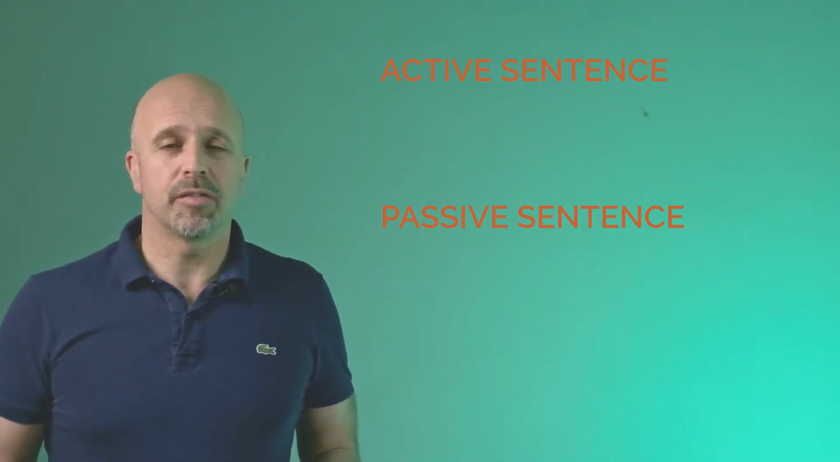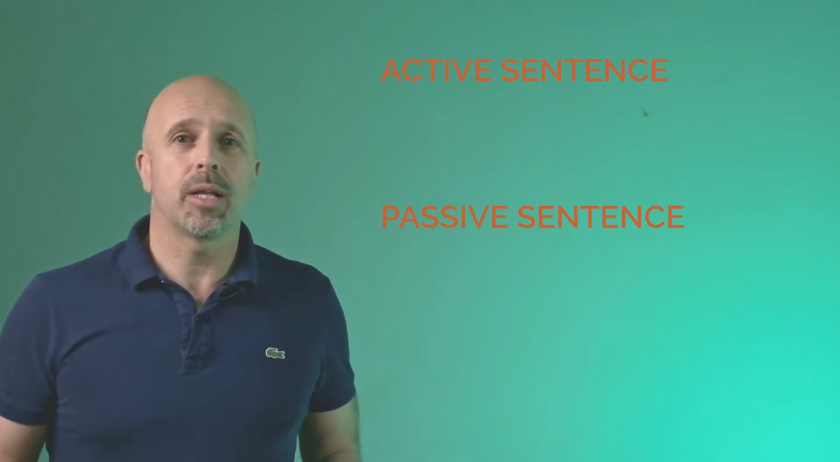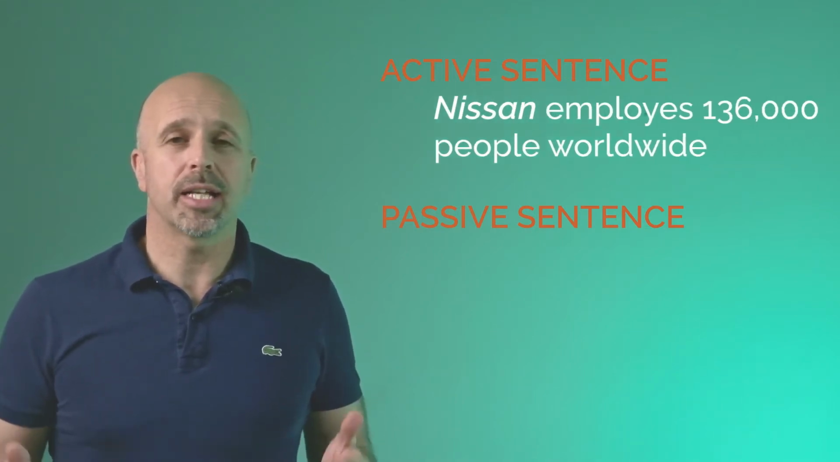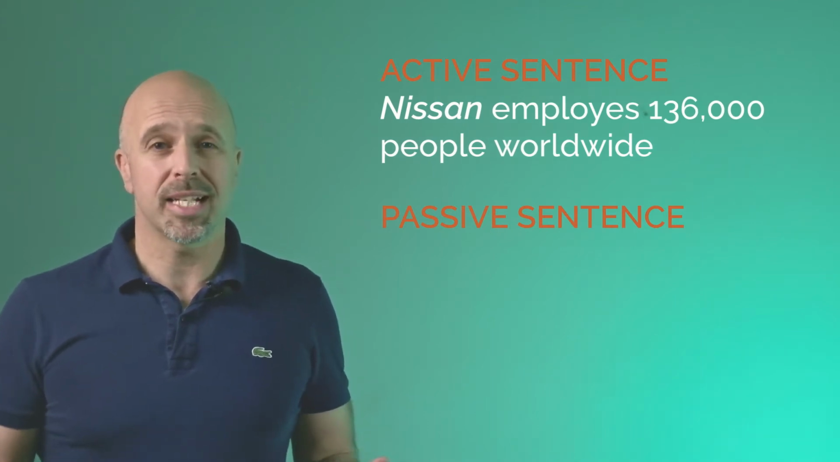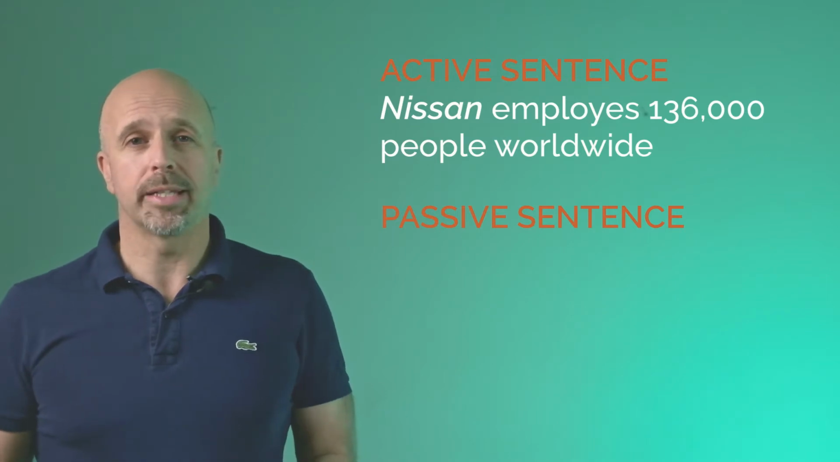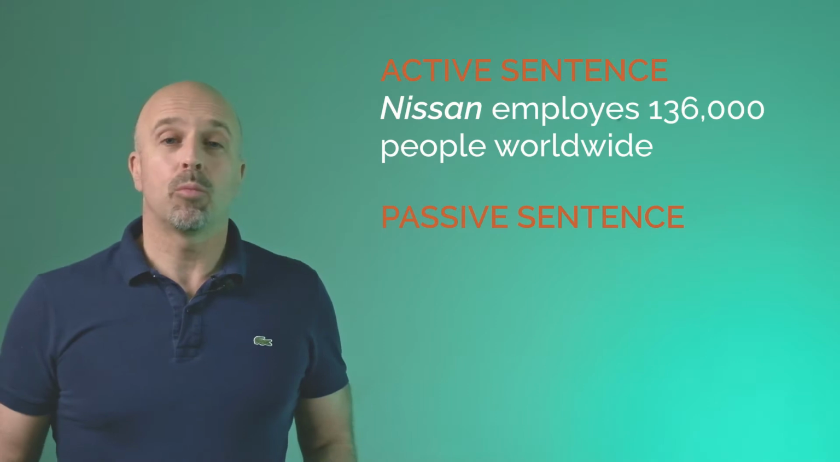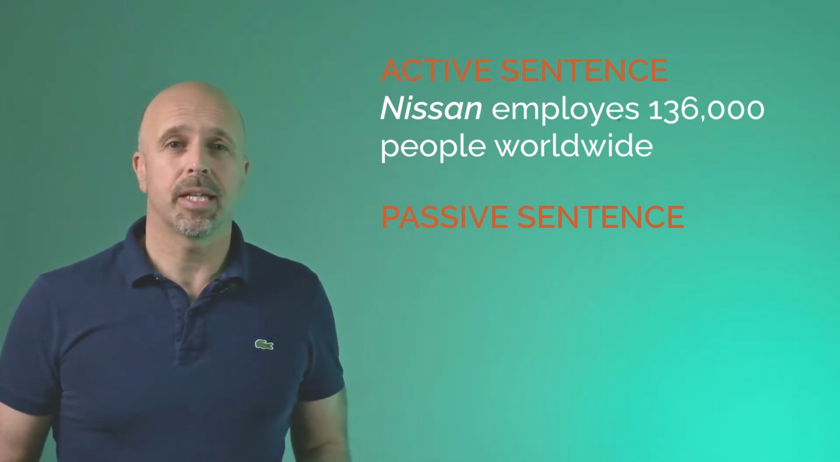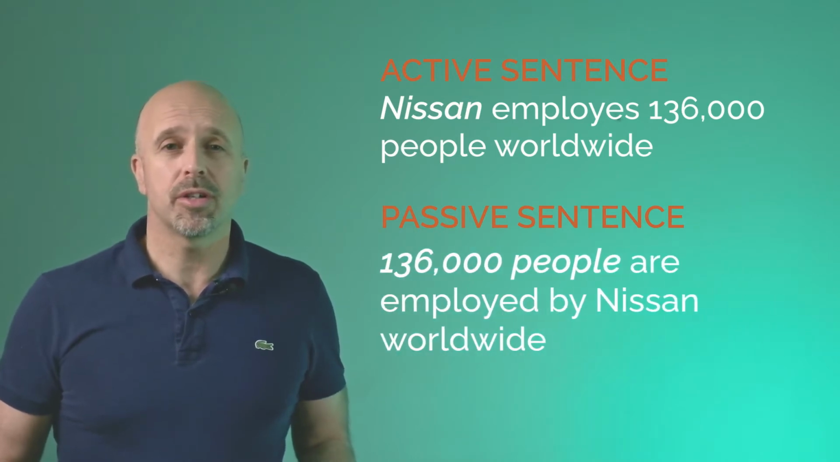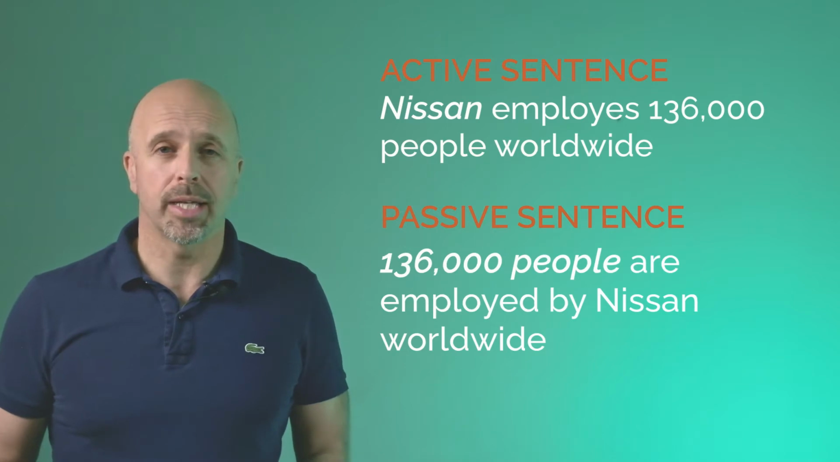According to Raymond Murphy of Grammar in Use fame, we use the active voice when we want to say what the subject does. For example, Nissan employs 136,000 people worldwide. In this case, Nissan is the subject. But when we use the passive, we say what happens to the subject. In this case, 136,000 people are employed by Nissan worldwide.